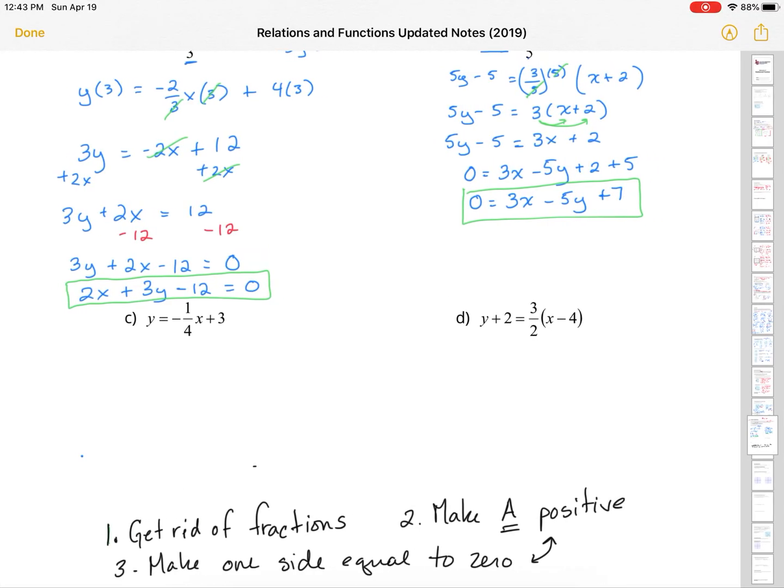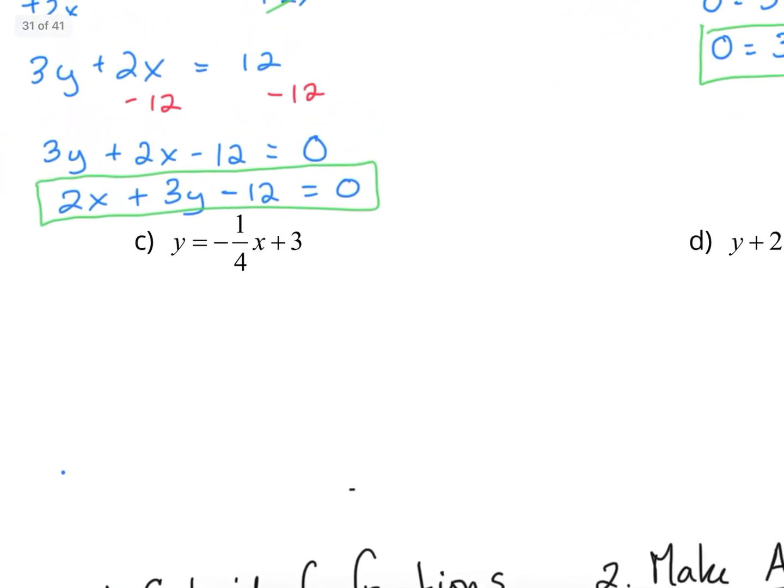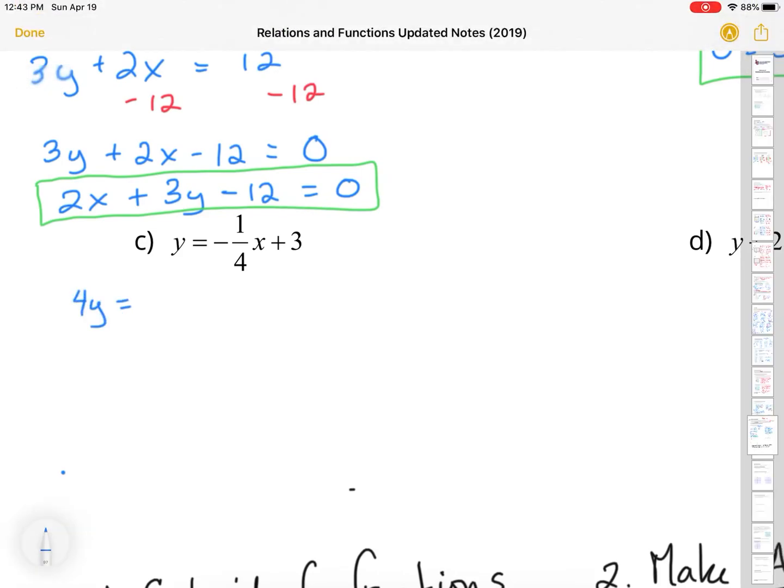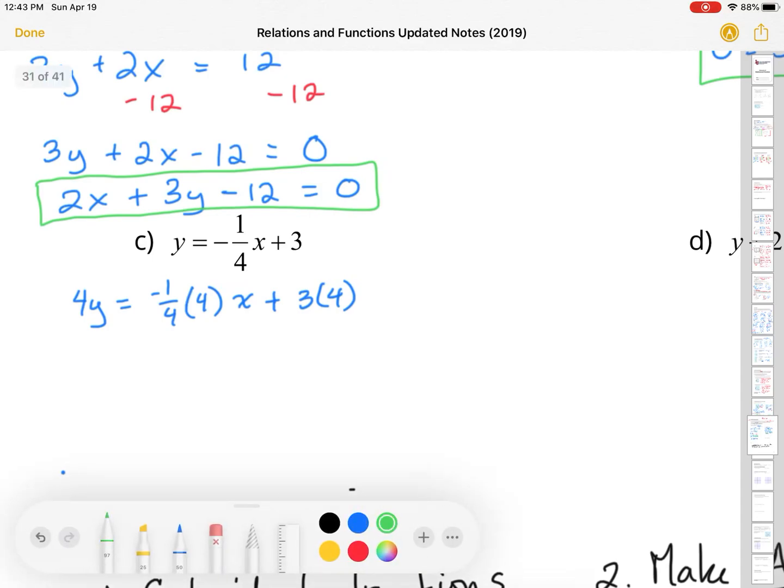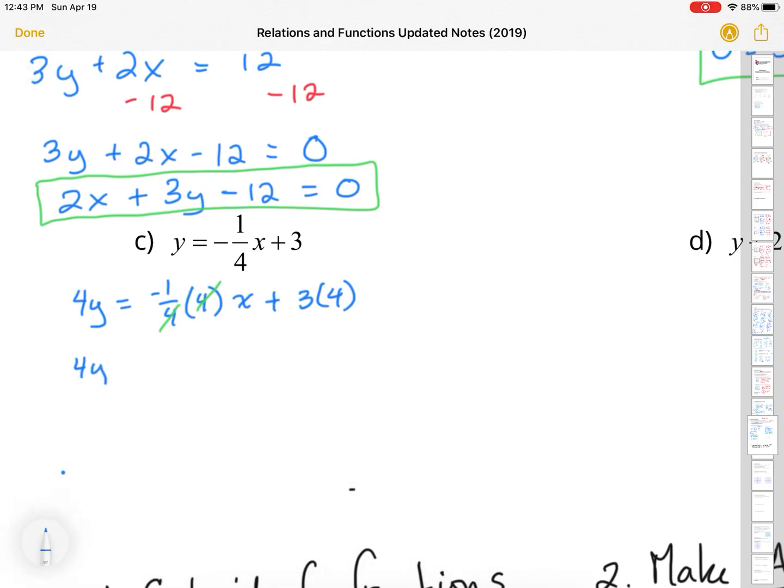I'm going to just give myself a little more space. Okay. First thing I want to do is get rid of the fractions. So I'm going to multiply everything by 4. So I'm going to have 4 times y, which is 4y. And then I'm going to have negative 1/4 times 4x plus 3 times 4. So as long as I do the same thing to each term, I'm not changing the equation. These 4's will divide out. So I have 4y is equal to negative x plus 12.